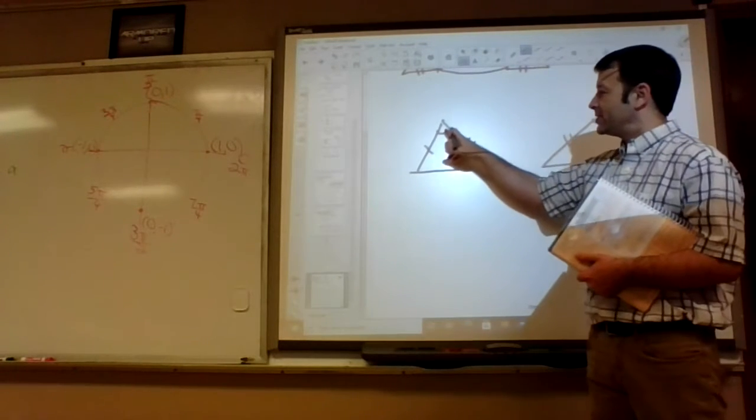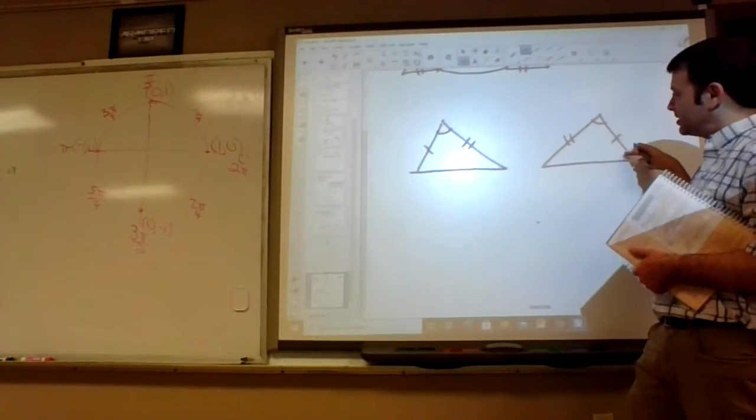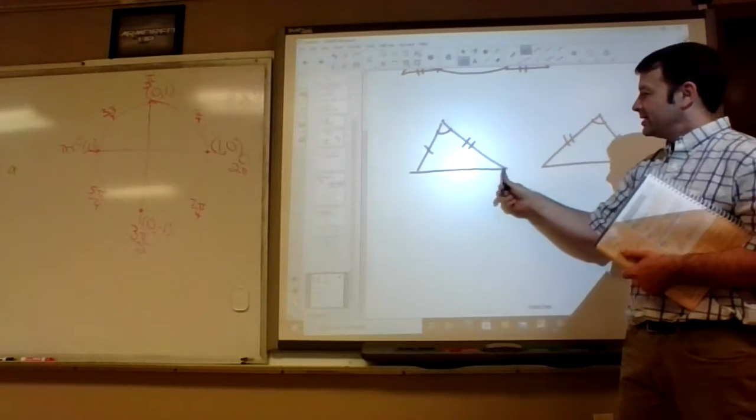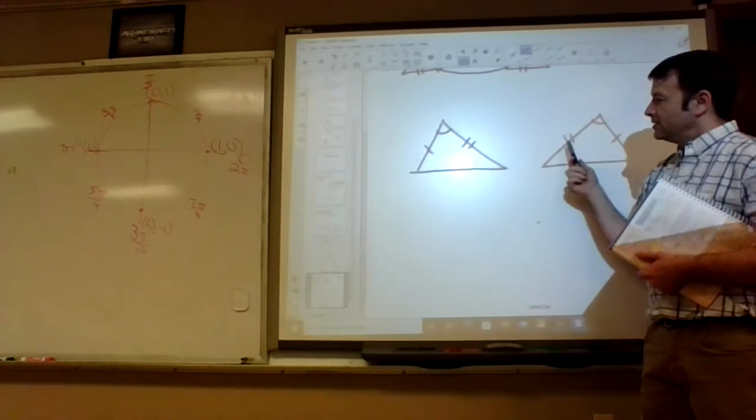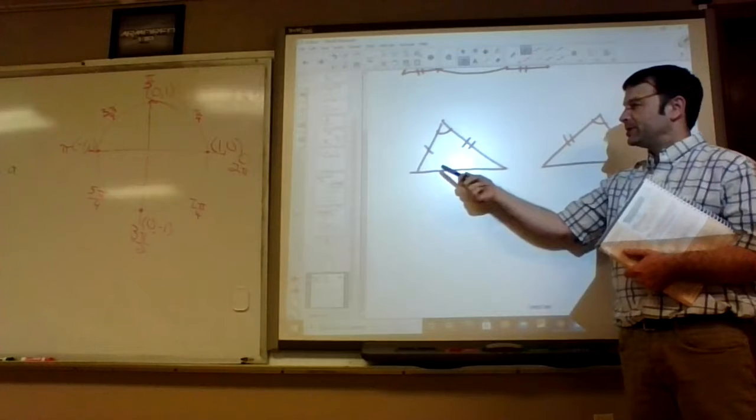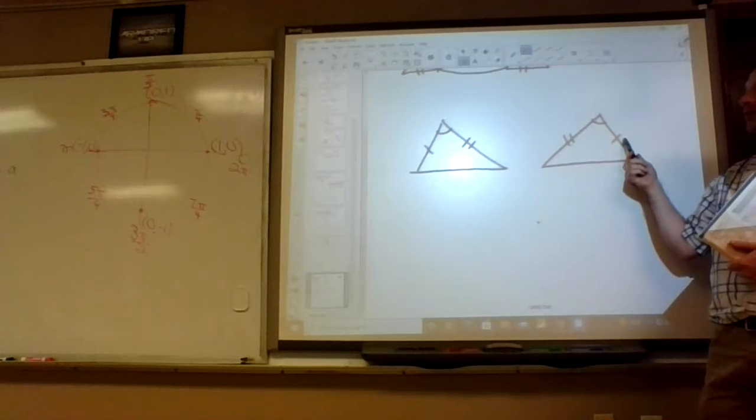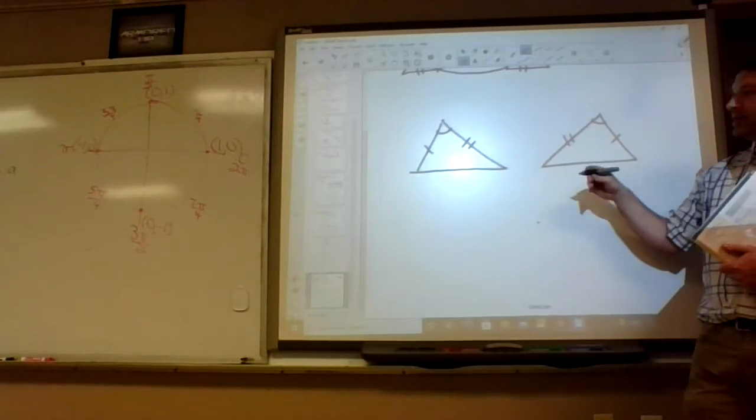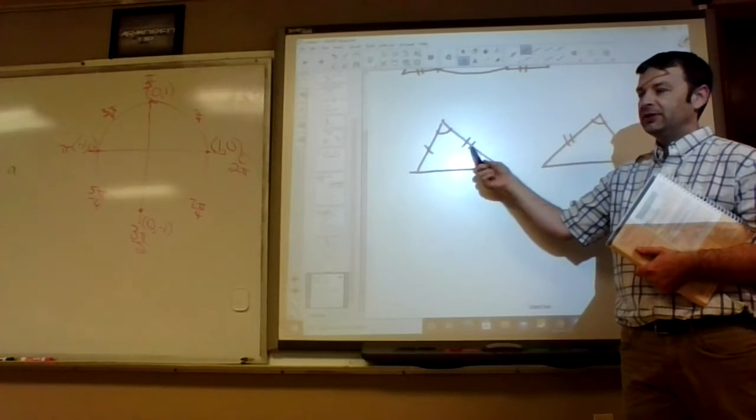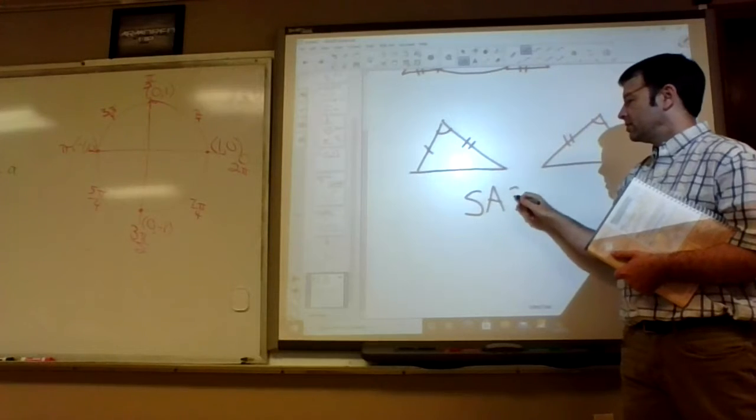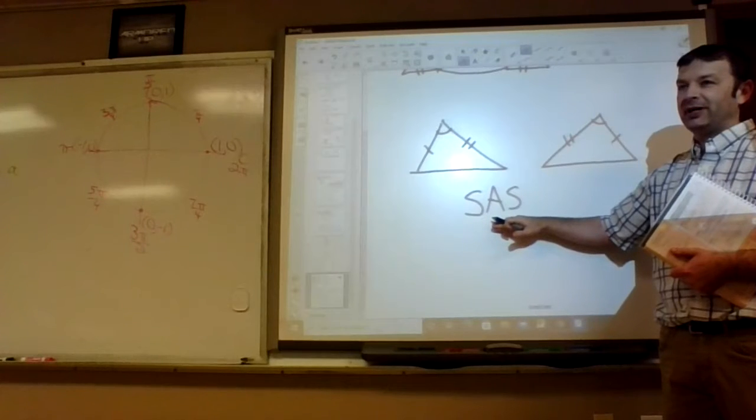Because if you think about it, if this angle is the same as this one, and you draw a line the same length as this line, and you draw this line the same length as this line, this third line is going to have to be the exact same length, right? And these angles will have to be the same too. So this is enough information to say these two triangles are the same. You don't have to say all the sides are the same, all the angles are the same. This is called the side, angle, side congruence postulate. We're just going to call it side, angle, side.